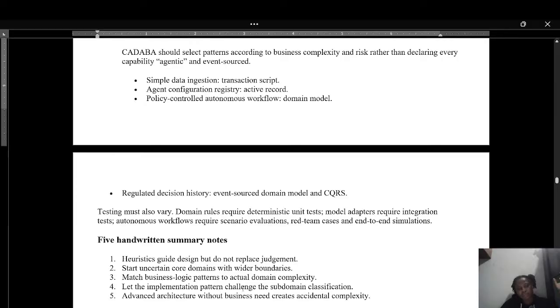Let the implementation pattern challenge the subdomain classification. So everything you want to implement, let it also align with the subdomain classification. Take every classification in the subdomain into consideration when you are designing. Then advanced architecture without business need creates accidental complexity. So do not advance the architecture when the business does not command it.